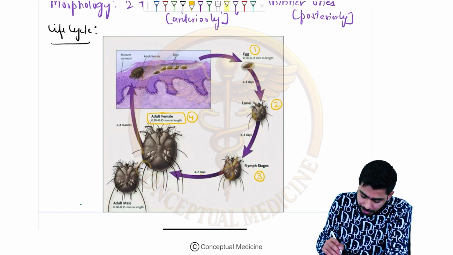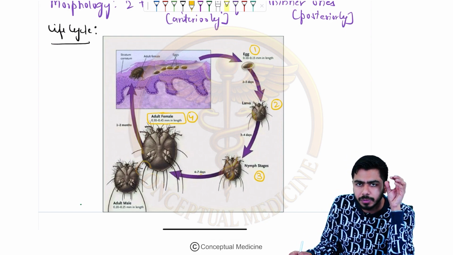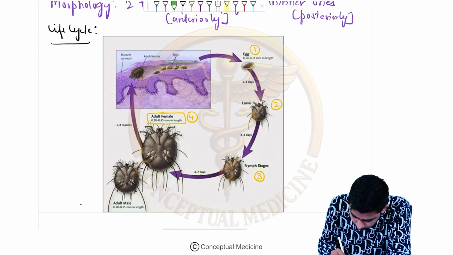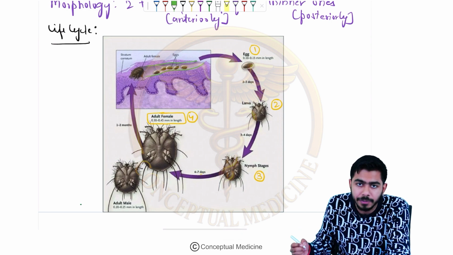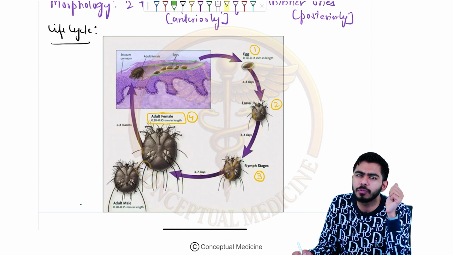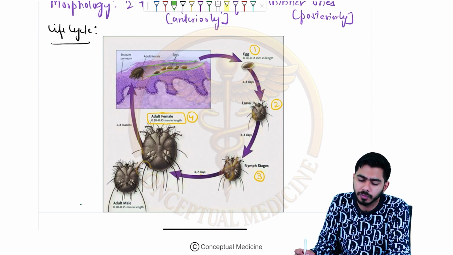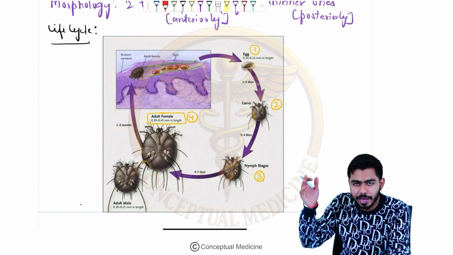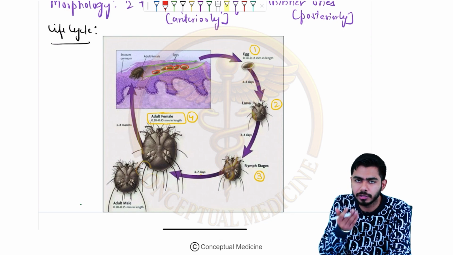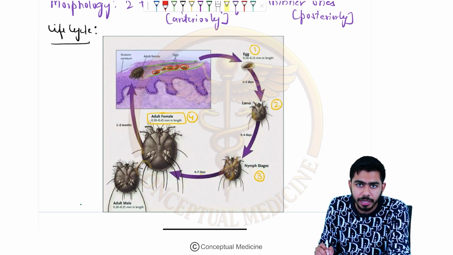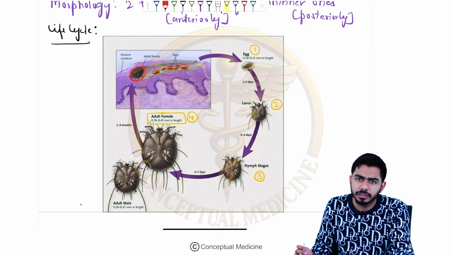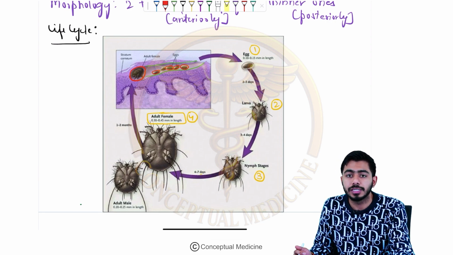Okay, so now what will happen, the adult female will be penetrating the skin and making a burrow, as you can see over here, just inside the superficial layer of the epidermis, just below the stratum corneum. Inside this burrow they will be laying their eggs, and then finally egg to larva to nymph to adult. That's how the adult female will be present over there, making burrows, and this is the disease which they are causing. This is named as scabies.